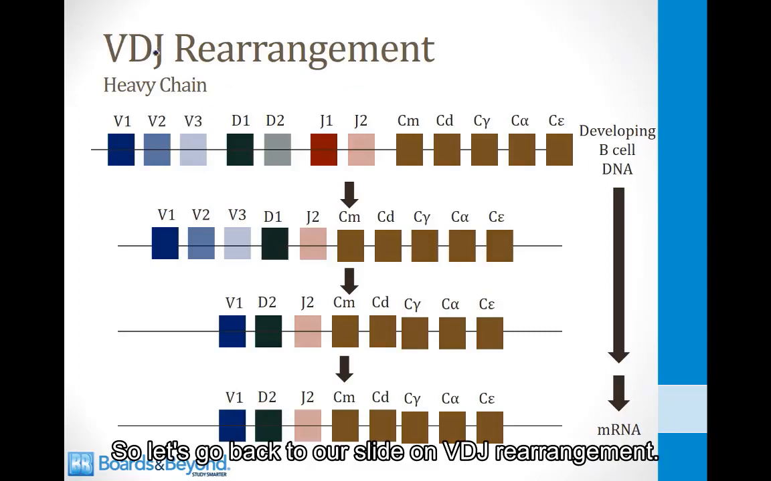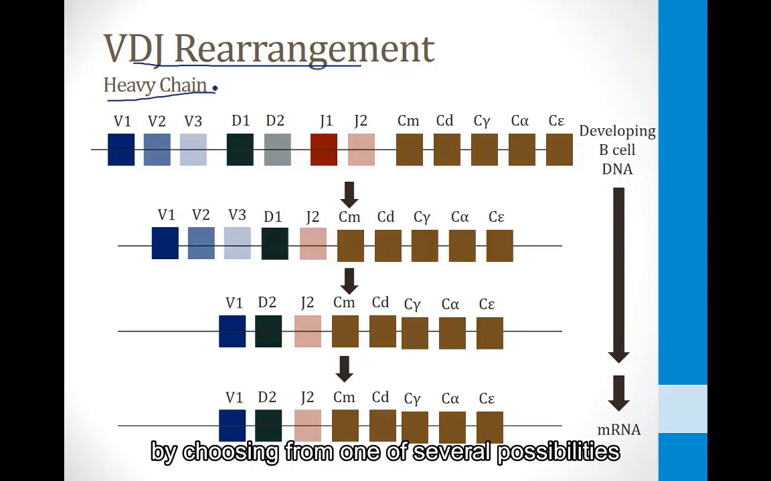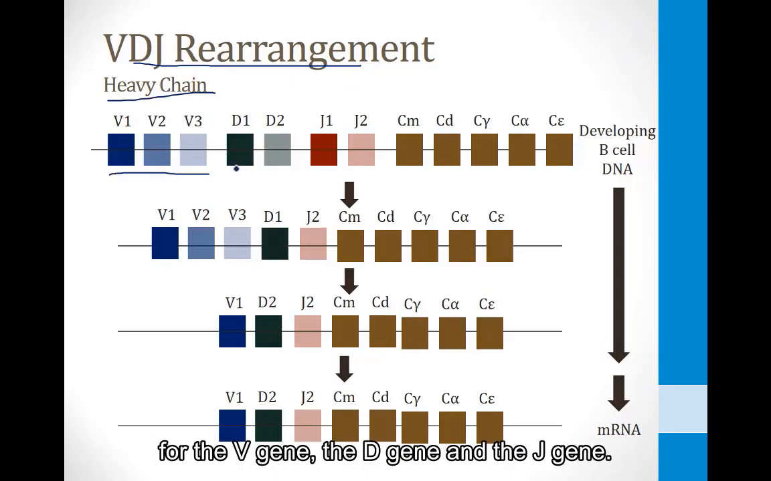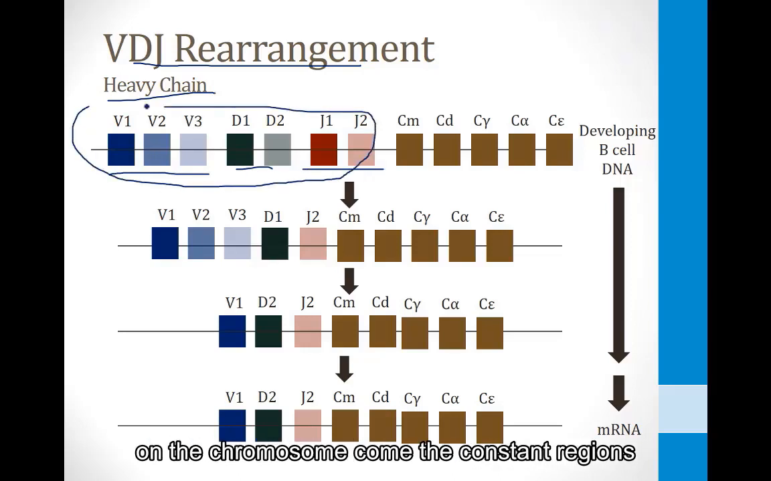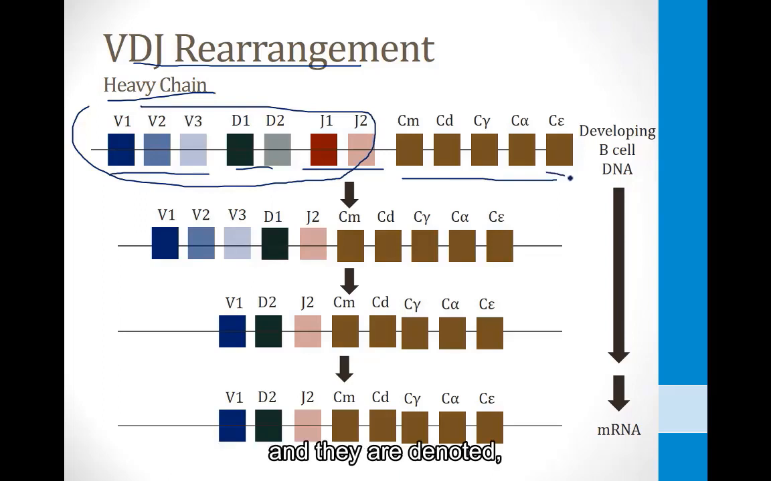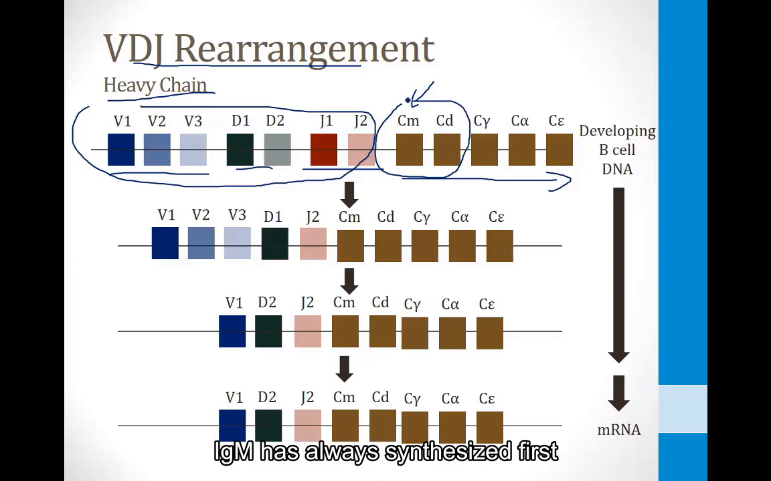So let's go back to our slide on VDJ rearrangement. This is the slide where I discussed how B cells synthesize the heavy chain by choosing from one of several possibilities for the V gene, the D gene, and the J gene. Well, right after these variable regions on the chromosome come the constant regions, and they are denoted C sub M, C sub D, C gamma, C alpha, and C epsilon. Well, the first two regions, CM and CD, code for IgM and IgD, and that's why IgM is always synthesized first, because the constant portion for IgM comes right after the variable regions.